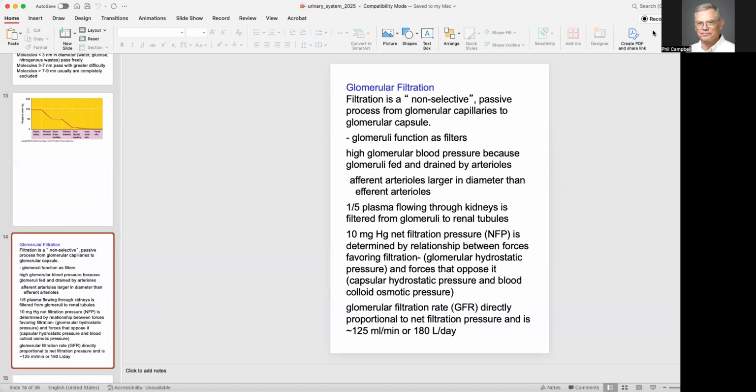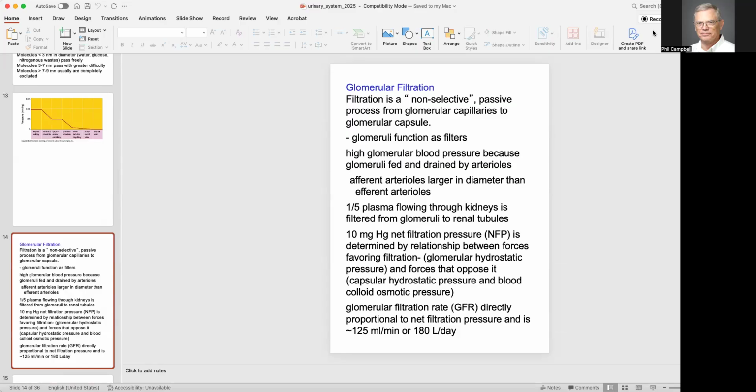Right? Now, again, I've already mentioned it's non-selective, and basically 1/5 of the plasma that is going through the kidneys gets filtered via the glomeruli, all of those glomeruli in each of those nephrons. And so there's a couple of things I mentioned, three things: surface area, the filtration membrane permeability, and pressure.